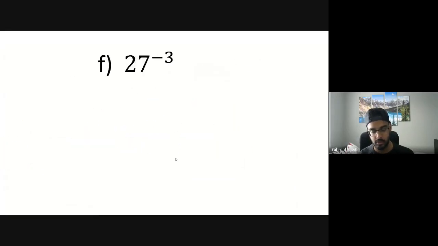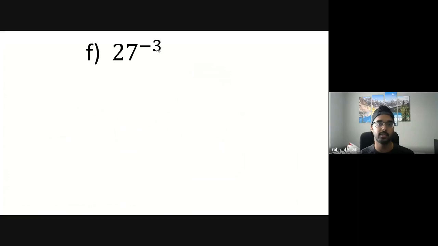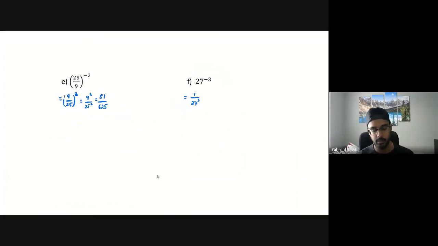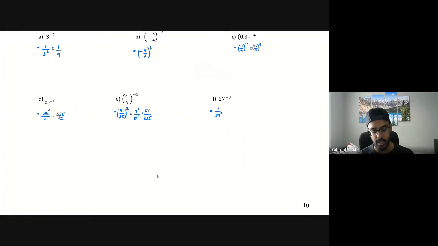And I'll do this one more. So there's F. Again, 27 to the power of -3. Take the reciprocal, make that exponent positive. So this will be 1/27 cubed. Again, 27 cubed should be a large number, but 1 over that 27 cubed will be a very small number. So there you go, is how we can use those negative exponents.